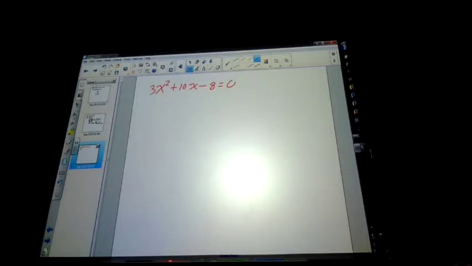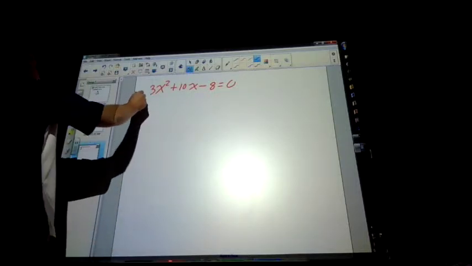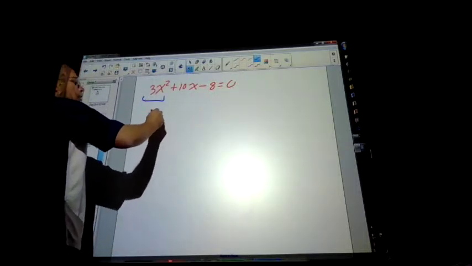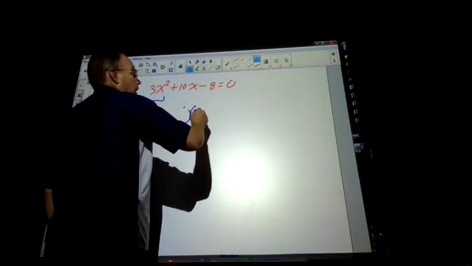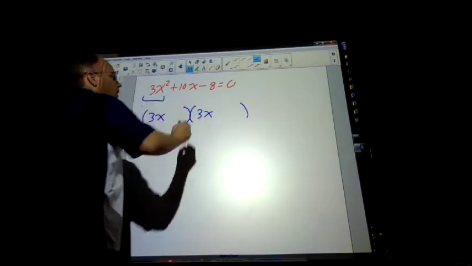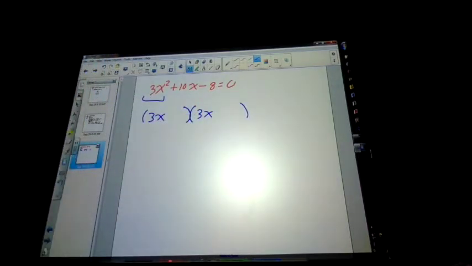So with the dream method, I'm going to do this. I'm going to look at my very first term, and I'm going to write 3x and 3x as the front end of each of the two binomials. Now, things I know, if I use the four-letter F word in math, which is FOIL, I know that if I were to go 3x times 3x to get my first term, I would get 9x squared.